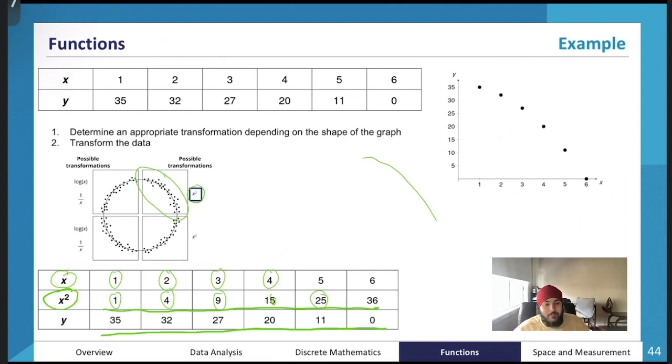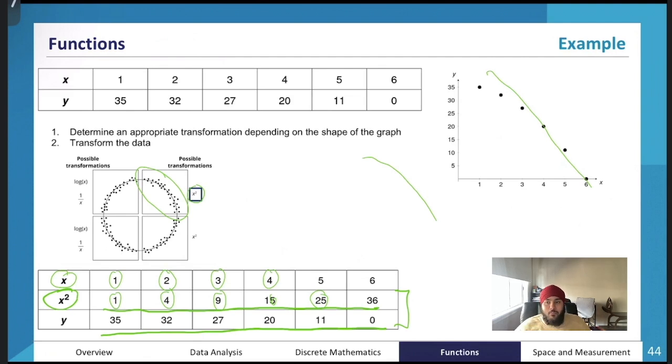So that's the whole point of data transformation. It's to transform the data so that it will linearize. So now when you sketch this data, what it will do is it will sort of stretch the values out so they look linear. Okay? So that's what the x squared transformation does.